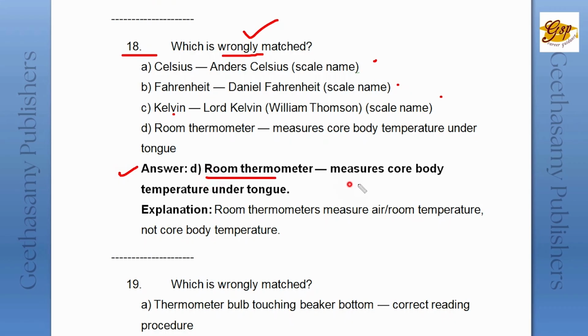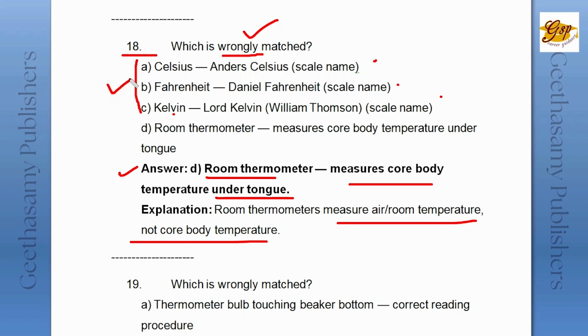Room thermometer measures core body temperature and tongue. That is wrong. So room thermometer measures air and room temperature, not the body temperature. These are the people who invented this. So these are the names given to them. Right?